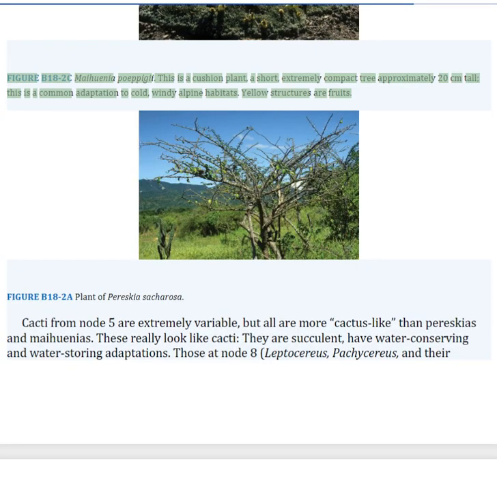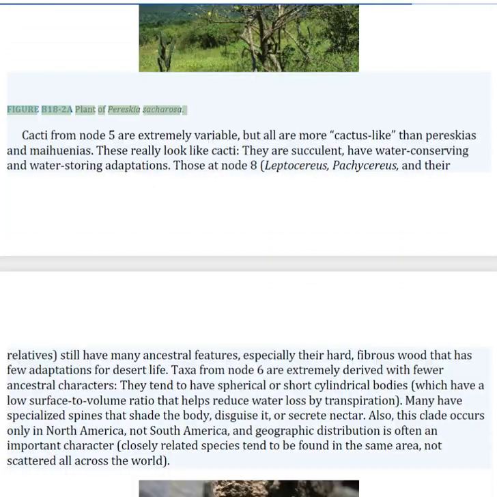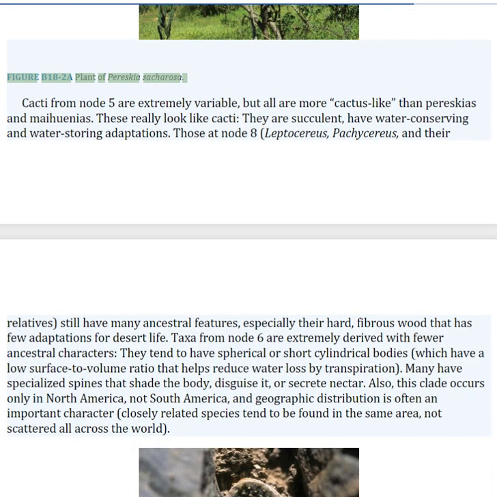Figure B18, 2c: Meiwenia poapigii. This is a cushion plant, a short, extremely compact tree approximately 20 centimeters tall. This is a common adaptation to cold, windy alpine habitats. Yellow structures are fruits. Figure B18, 2a: plant of Pereschia saccharosa.